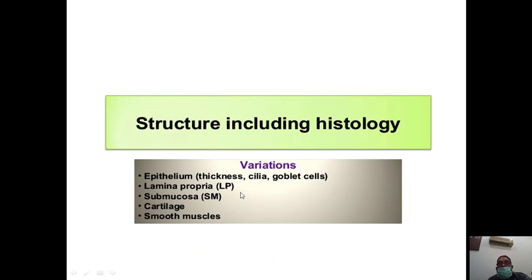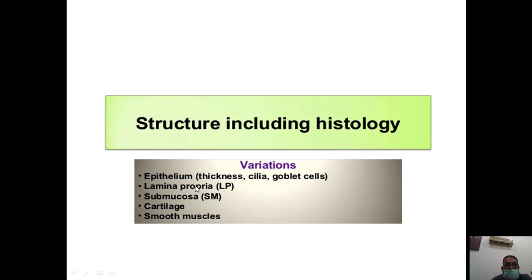Now, we will discuss the structure one by one, including histology, but there are variations in the structure according to the region. The epithelial thickness, cilia, and goblet cells are variable, but the epithelium remains the respiratory epithelium, that is the pseudostratified ciliated columnar epithelium most of the time, but it goes on varying toward the terminal part of the respiratory portion.